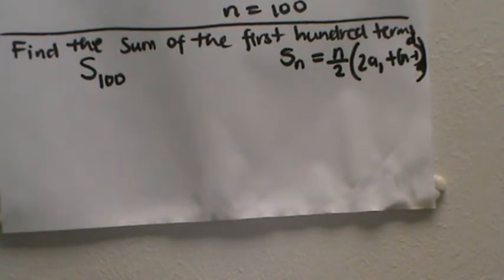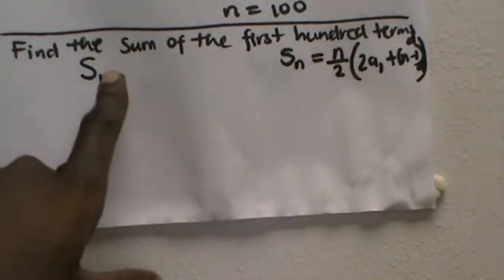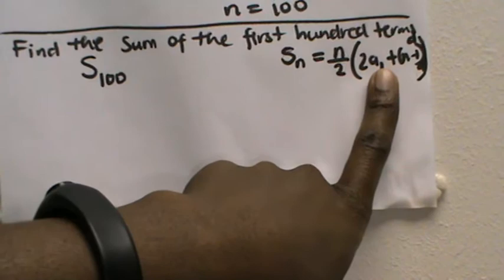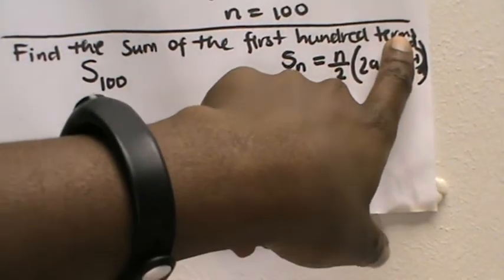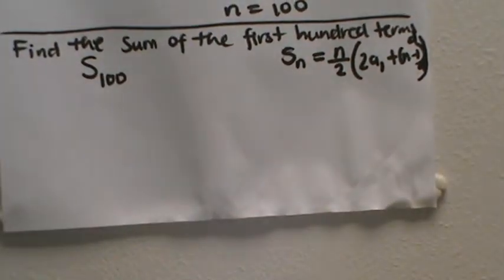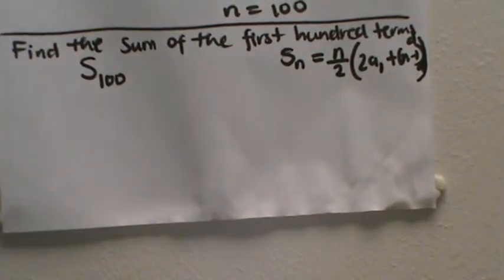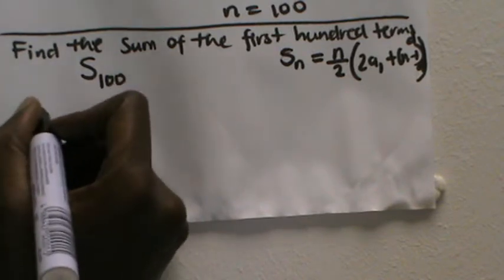So to find the sum of the first 100 terms, all I will do is substitute. I have n is 100. A sub 1, it's given to us in the question, it is 4. And then d, we worked it out in the first part of the question, which is 3. So all we need to do is substitute. So I'll just rewrite it here.